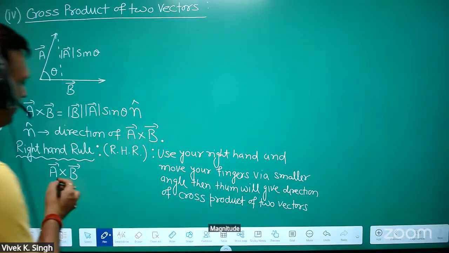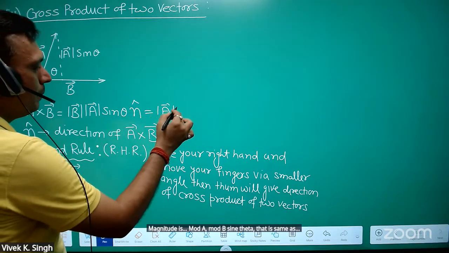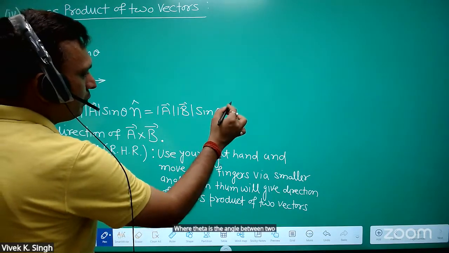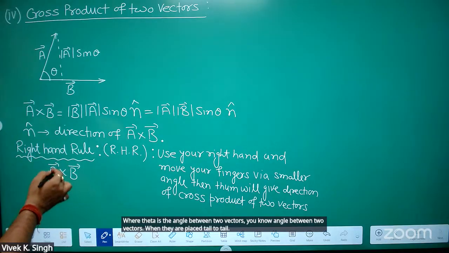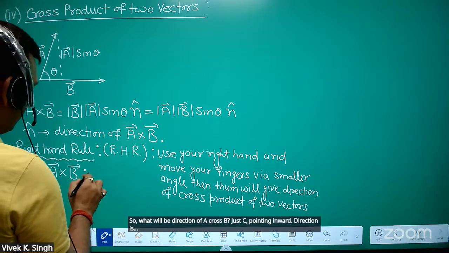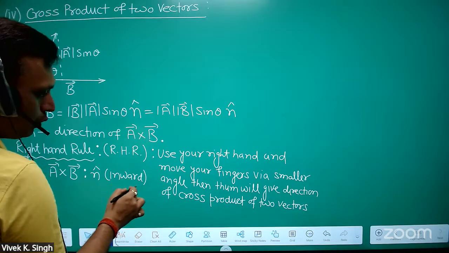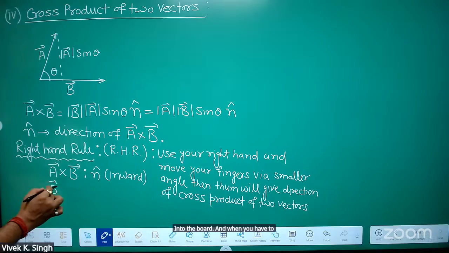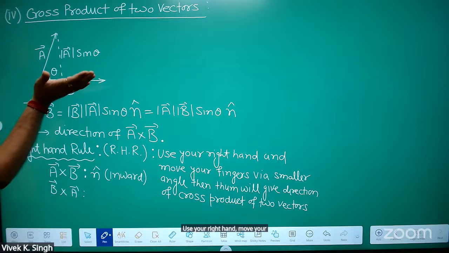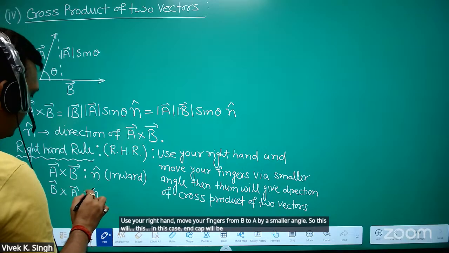Magnitude is mod A, mod B sine theta, where theta is the angle between the two vectors when they are placed tail to tail. So what will be the direction of A cross B? Just see, pointing inward: the direction n cap will be into the board. And when you have to find B cross A, use your right hand, move your fingers from B to A by a smaller angle. In this case, n cap will be outward.